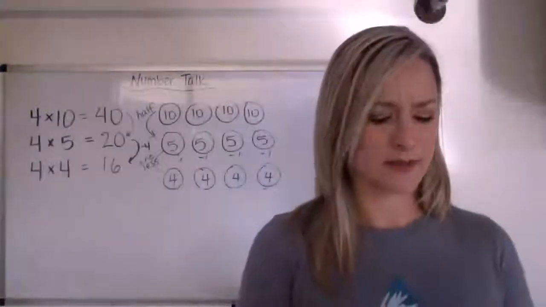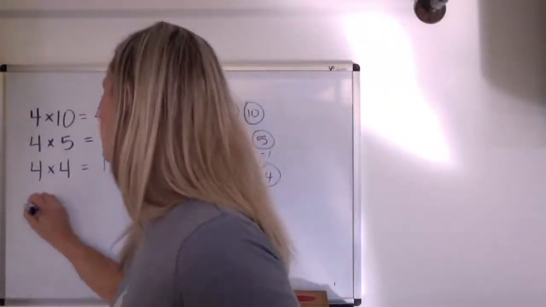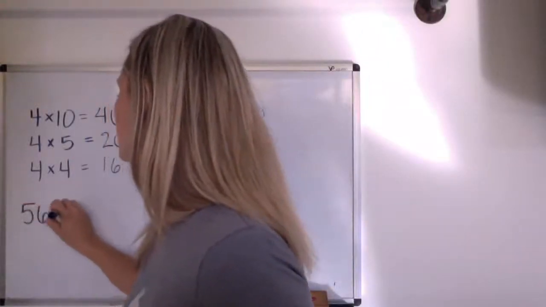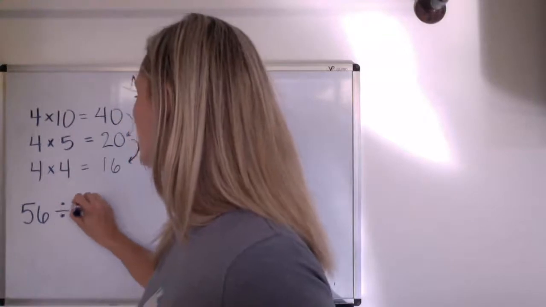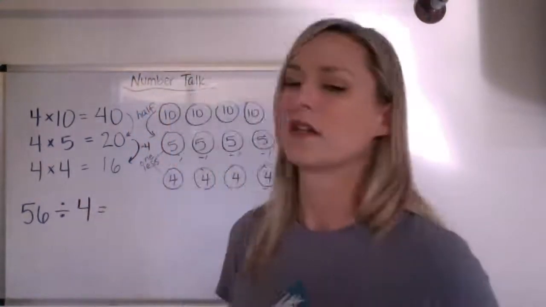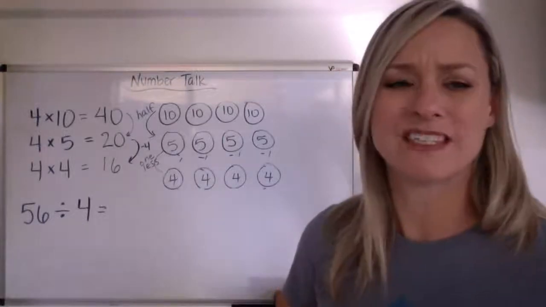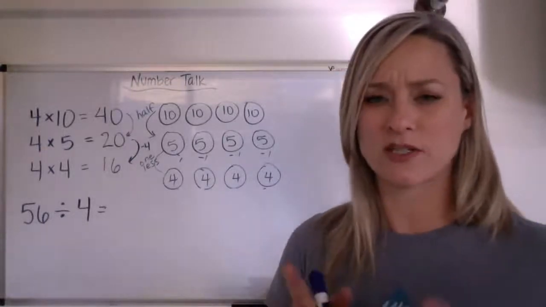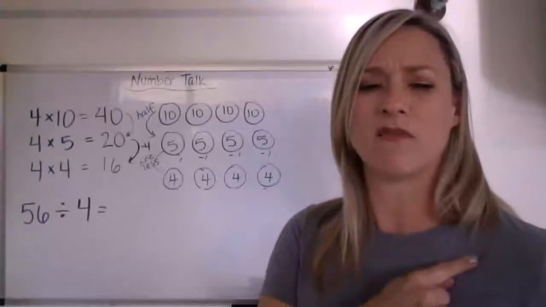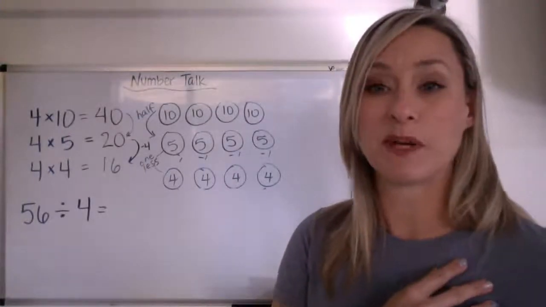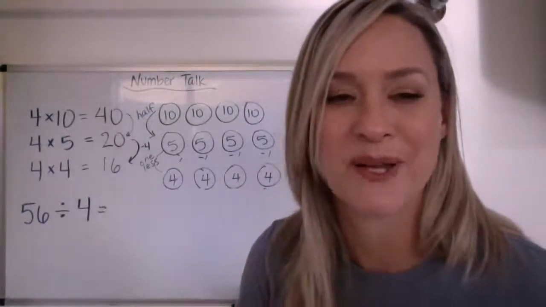Here comes 56 divided by 4. All right, y'all, it's time to hit pause. What do you think 56 divided by 4 would be? Take your time. Do your signal. I have 1 way, I have 2 ways, I have 3 ways. Look for your most efficient way. All right, hit pause.